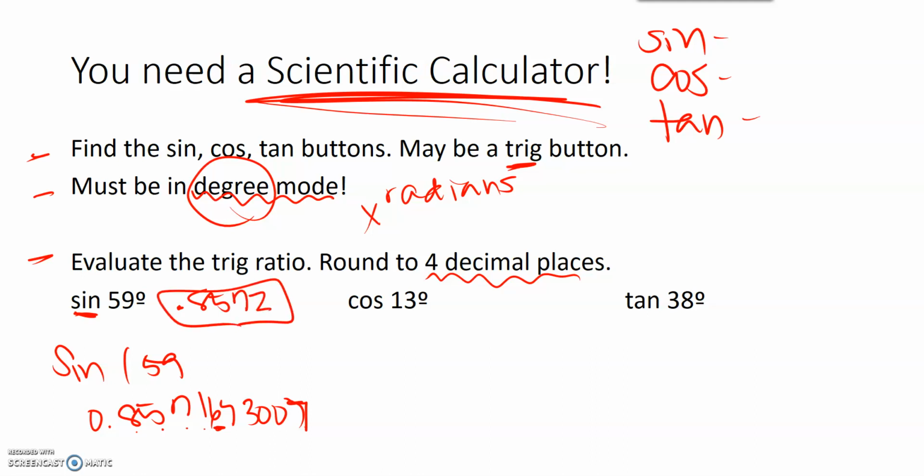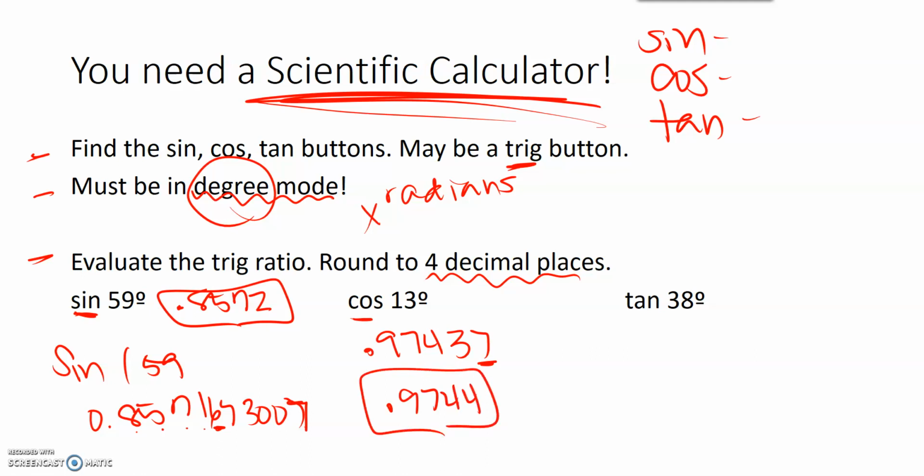That's all I want you to do on these problems. I'm going to do cosine this time. So I'm going to find my cosine button. It's cosine of 13, and I get 0.97437. I'm going to stop there. I'm going to look at that fifth number. It's bigger than 5, so 0.9744. And there's my answer. I have to round that 3 up.